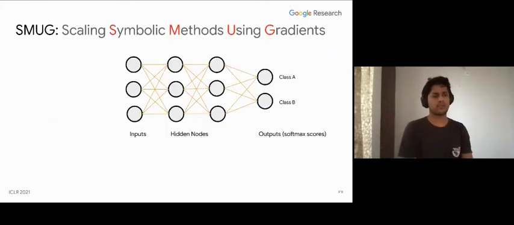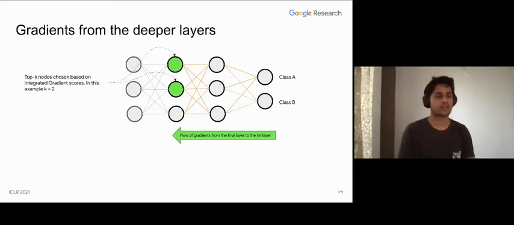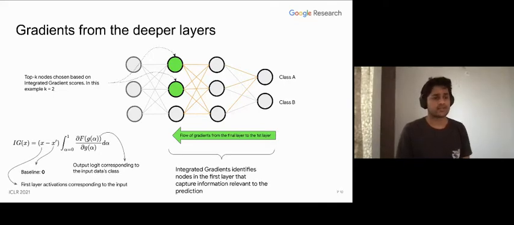We name our method Smug because it uses gradients to reduce the size of the symbolic encoding, thus scaling the SMT solvers to analyze deep networks. Let's see how Smug works for this neural network. For a given input, we treat the first layer activation as an input to the subsequent network and use IG to score the neurons based on how relevant the information being captured by them is in regard to the model's prediction. Then we restrict our analysis to the top k neurons chosen on the basis of saliency scores.